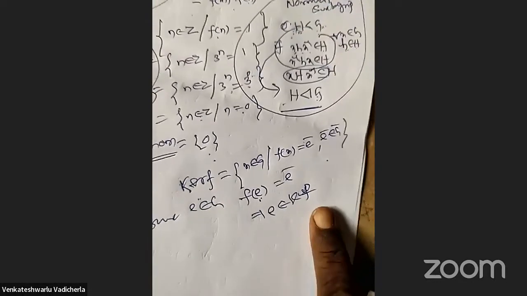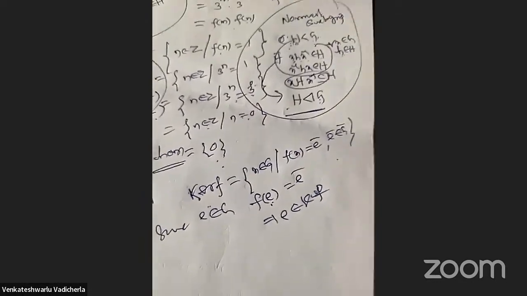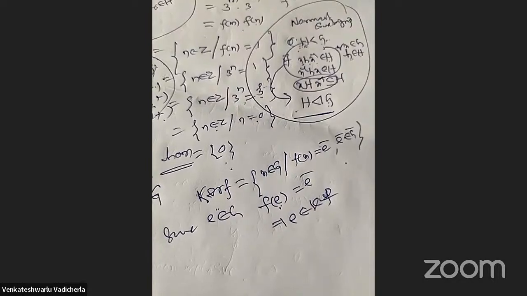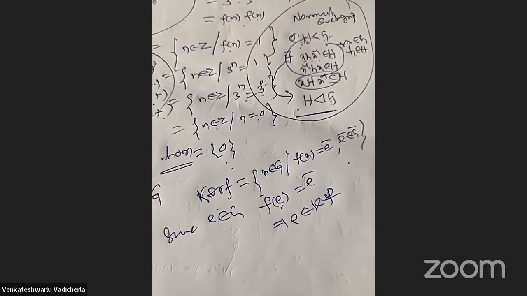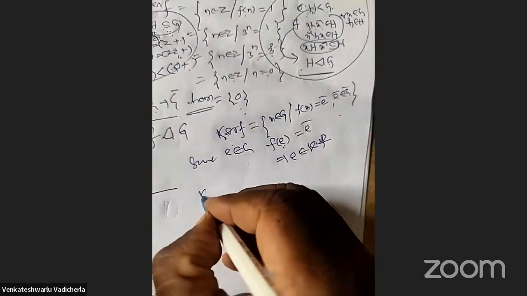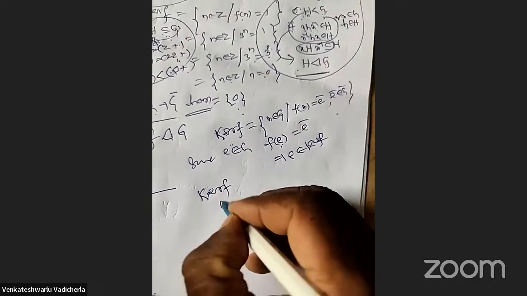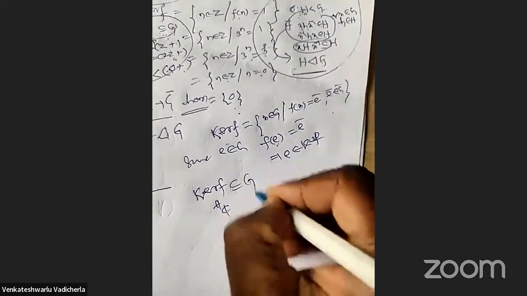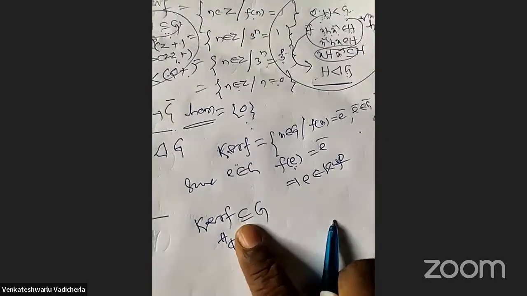Then kernel F has at least one element. A set that has at least one element is called a non-empty set. So the first condition is: kernel F is a non-empty subset of G.